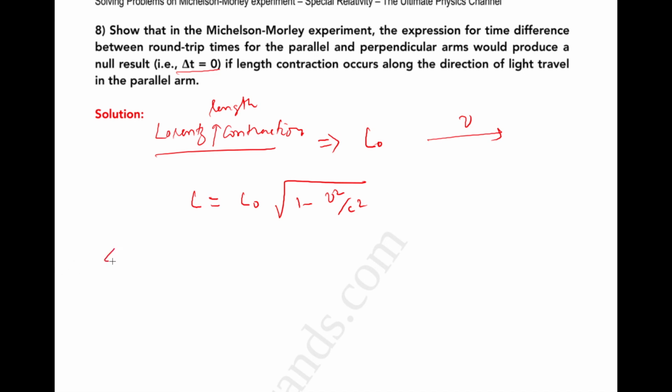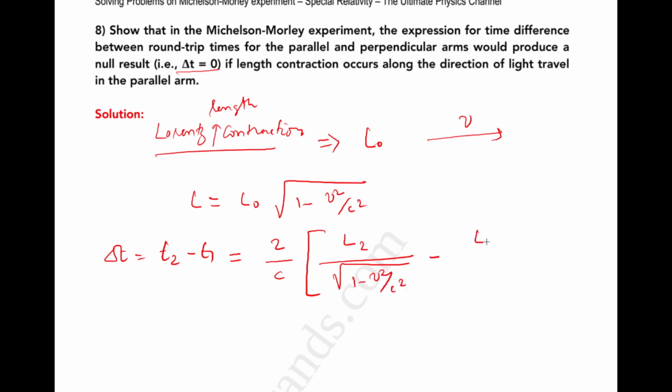Yes. So let us say that del t is equal to the time difference, that is t2 minus t1, and that is equal to, in our original expressions, 2 over c times L2 over square root of 1 minus v squared over c squared, minus the other length, let us call that L1, times 1 minus v squared over c squared.